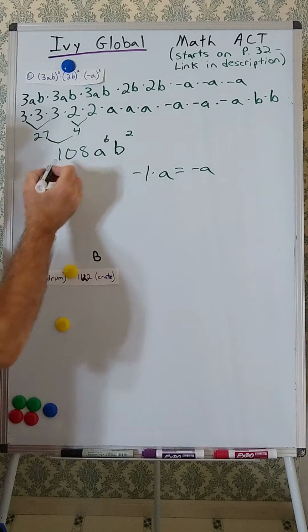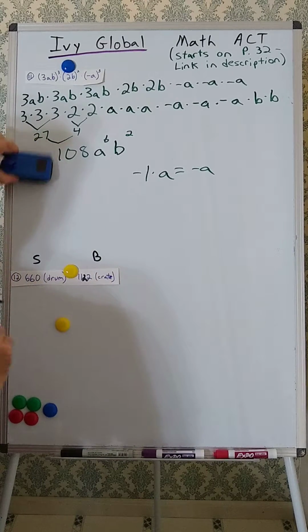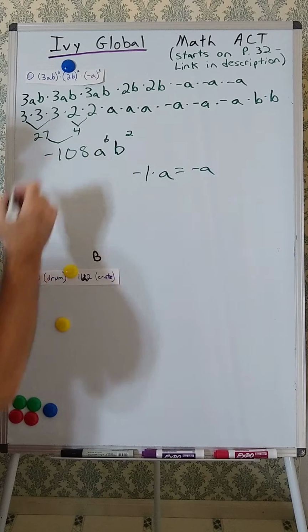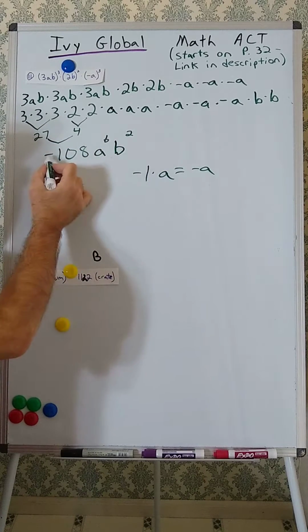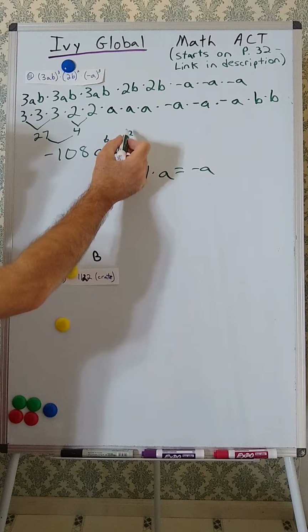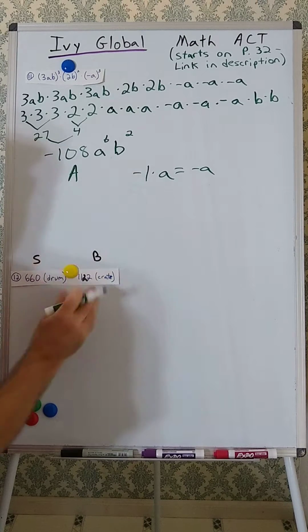We multiply this by negative 1 once, it becomes its opposite. Again, it'll become the original that we had here, and then by negative 1 again, it becomes its opposite. So our final product is the opposite of 108, a to the 6th, b to the second, and that is letter A. So 11 is A.